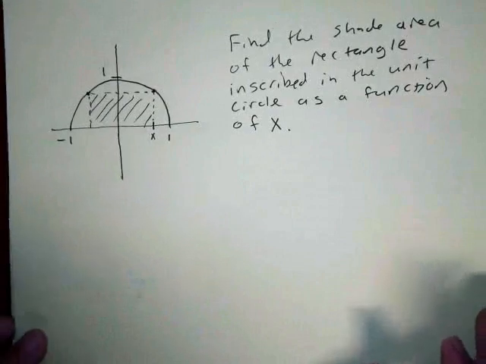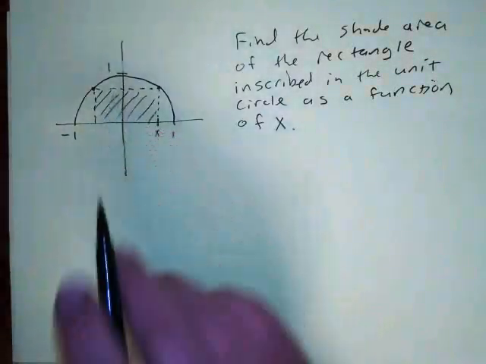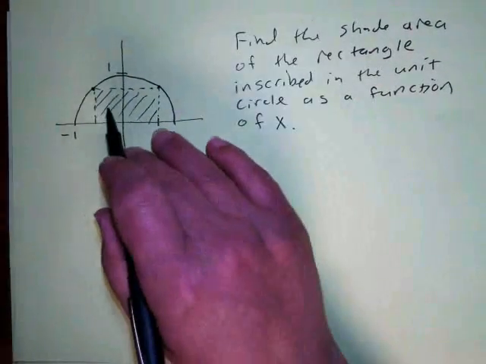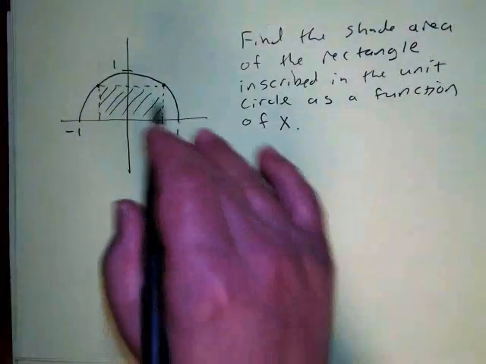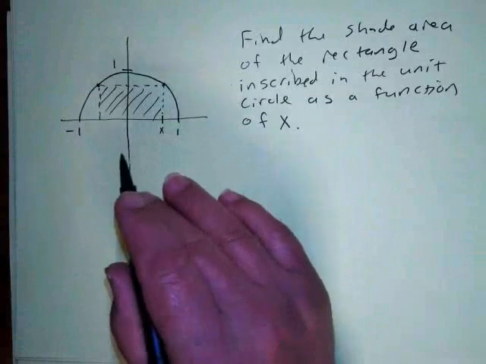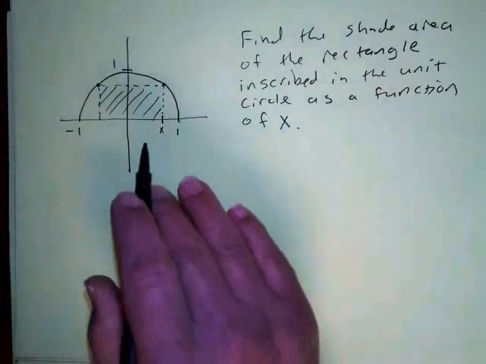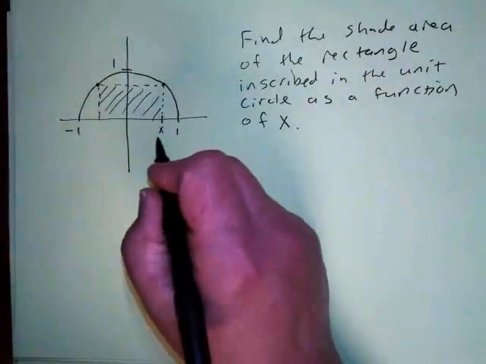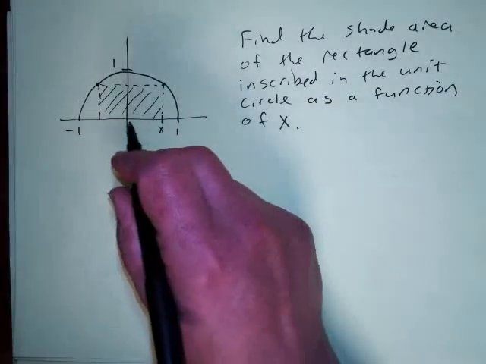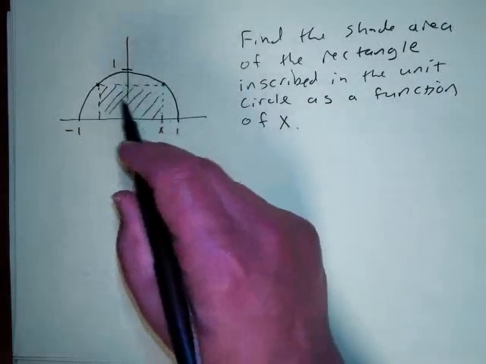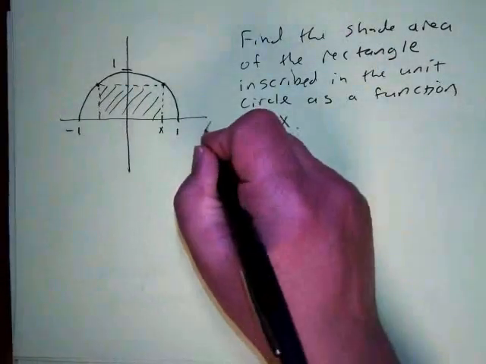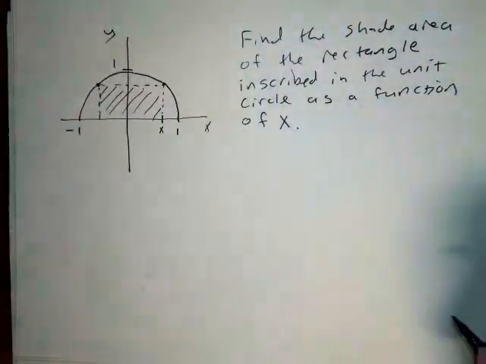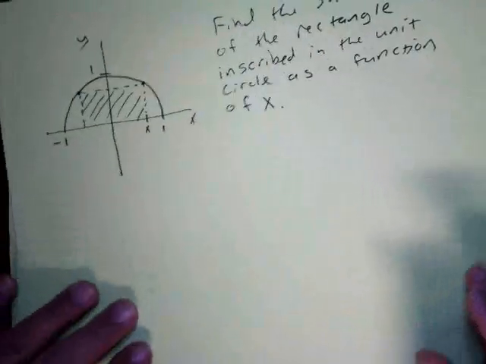So this says, find the area of the shaded rectangle here, and that rectangle is inscribed in the unit circle. Okay? And it wants me to find this shaded area as a function of x here. So x is just the distance from here to here. Okay, because this is just a regular xy coordinate system. And so this is a nice problem.